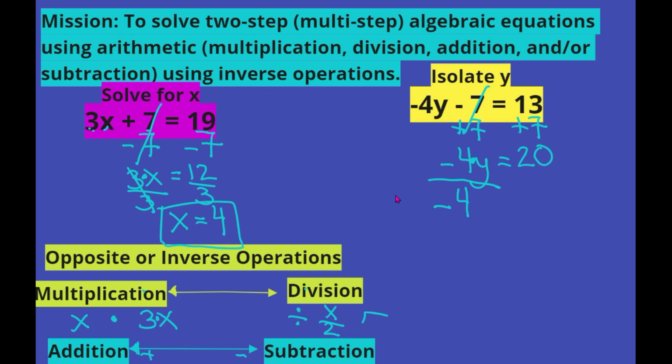I had this -4 I had to get rid of. I'm getting rid of it. I have to go divide it to the other side. Those cancel. Anything divided by itself, except 0, is 1. So that leaves me 1y.